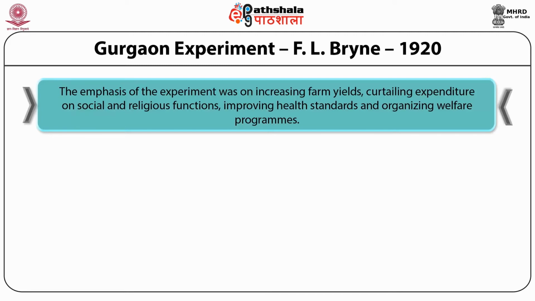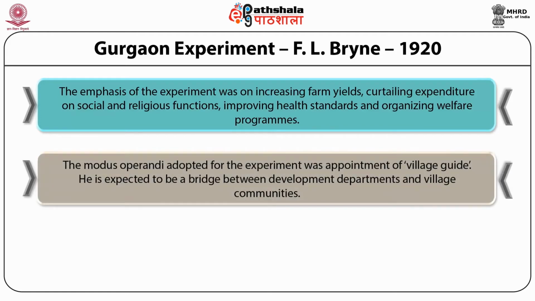To achieve the said objectives, the modus operandi adopted for the experiment was the appointment of a village guide. The village guide was expected to be a carrier of change in the villages. He is expected to be a bridge between the development departments and village communities. Also, there was some support from the government by allocating rupees 1 crore for the purpose. There were some breaks in the experiment in the form of transfer of the officer, where the activities came to a standstill, and when the officer was brought back, the efforts gained momentum.